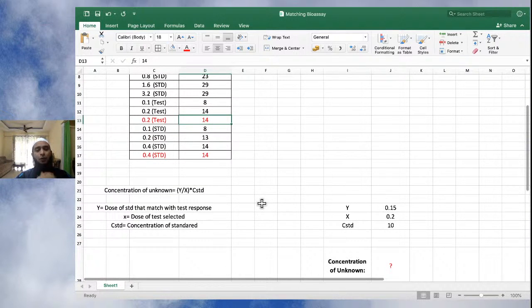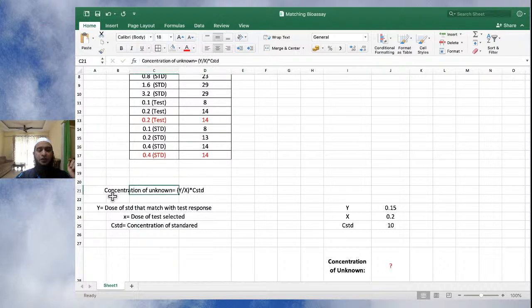Now let's see how to calculate unknown concentration by using matching bioassay. The formula is: concentration of unknown is equal to Y divided by X multiplied by C standard. C standard is basically the concentration of the standard. Here in our case, the concentration of standard is 10 microgram per ml. Y is the dose of the standard that matches with the test response, and X is the dose of the test that is selected.